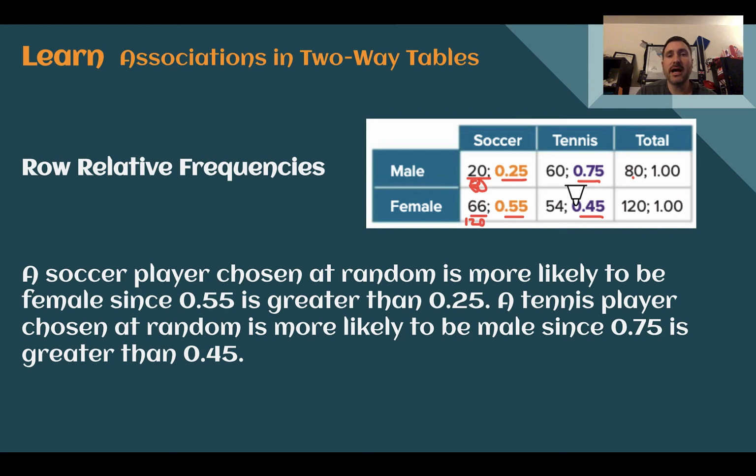If we were to choose a soccer player at random, it is more likely to be female than male, since 0.55 is greater than 0.25. While if we were to choose a tennis player at random, it's more likely going to be male, since 0.75 is greater than 0.45. Based on our row relative frequencies, there may be an association between gender and sport.